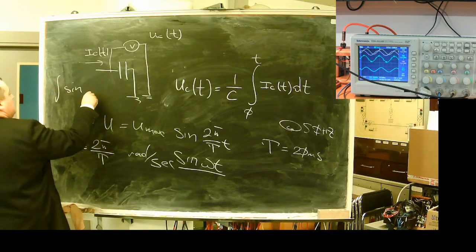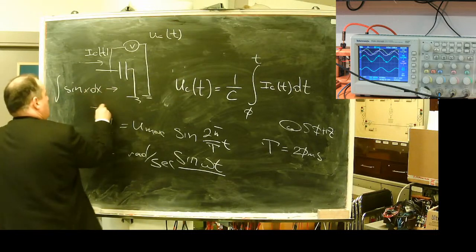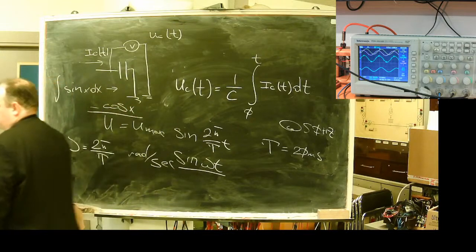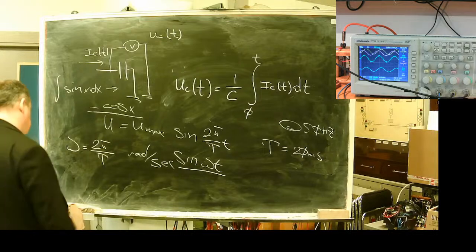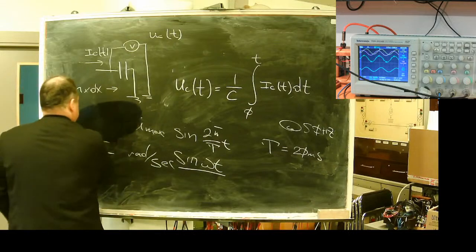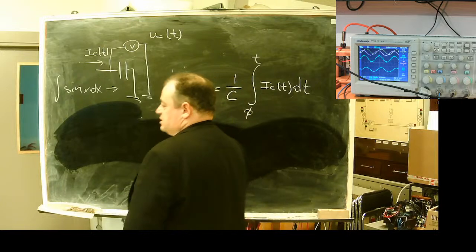Integration of sine x brings us cosine of x. Current changes by the inverse cosine law. It's like a time shift.